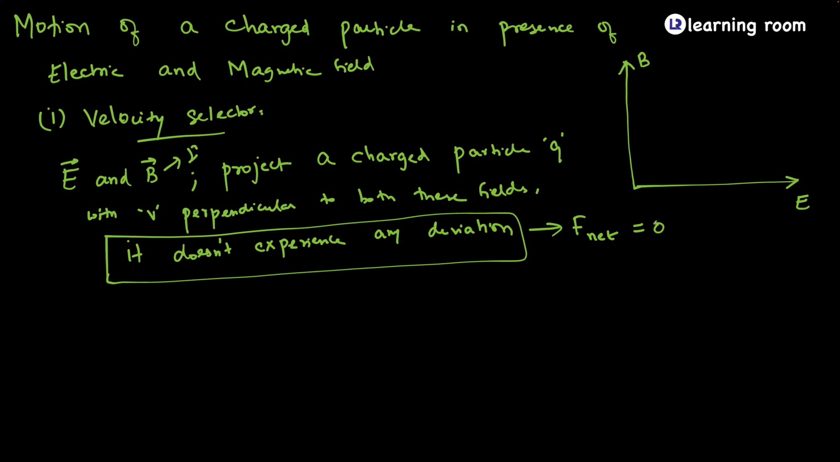But the question is, net force means what is it going to be? It is going to be the electrostatic force and the magnetic force. So the electrostatic force and the magnetic force put together is supposed to be 0.